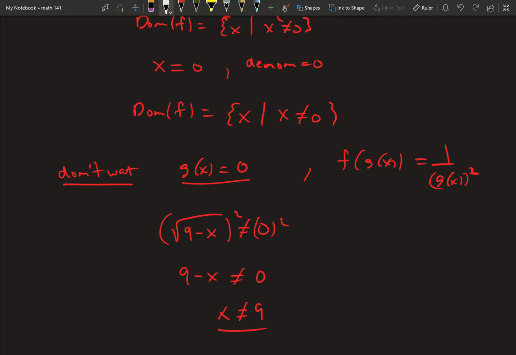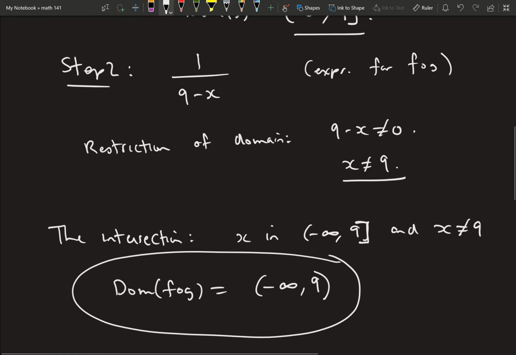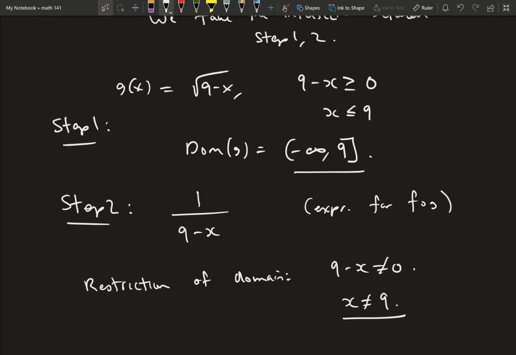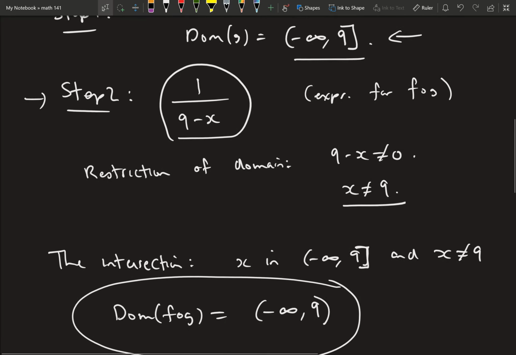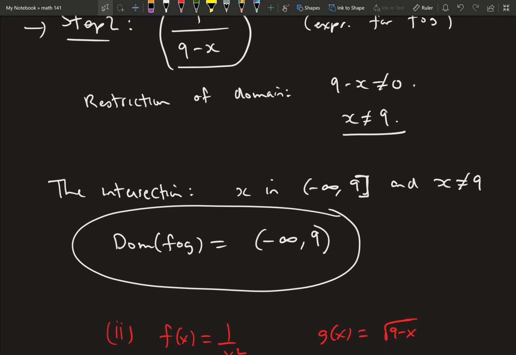But if you want to think of it just as a simple two-step process, these two steps, find the domain of g and take the expression you got from the composition, which in this case was 1 over 9 minus x, find the restrictions from that, and combine the two to get your final domain here. Okay, so that's how you do these.